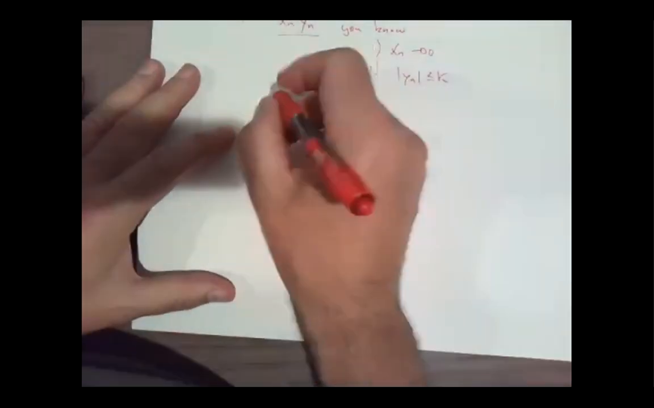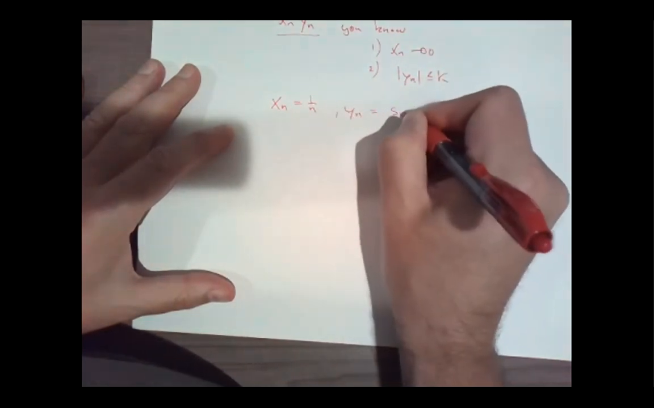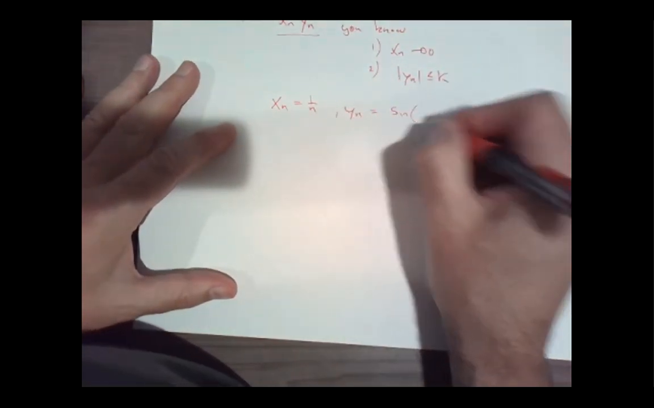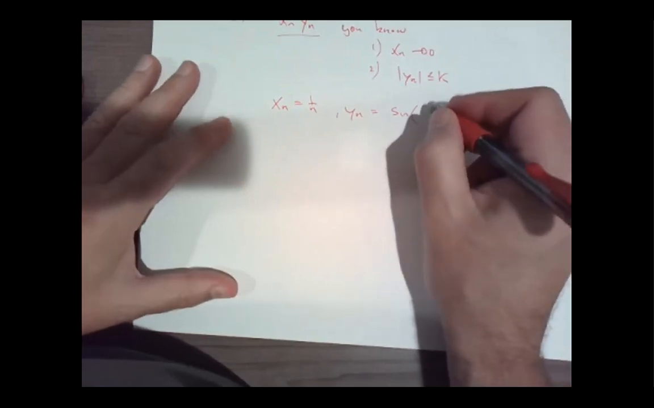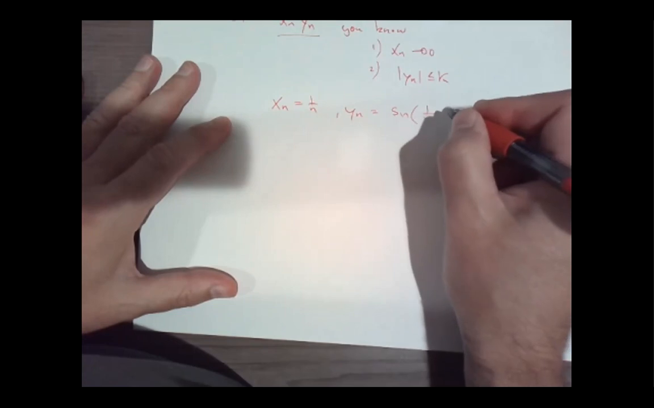So for example, you could have xn being 1 over n, and you could have your yn being that sine I had before, sine n.